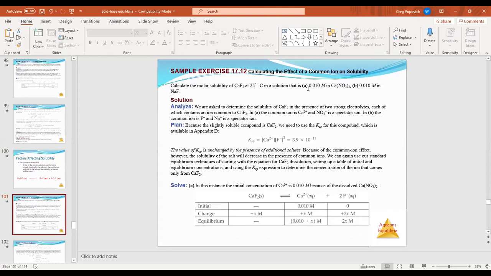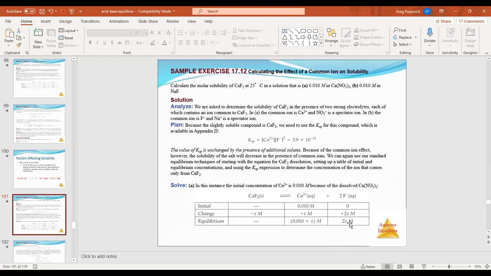I know what my starting concentration of calcium is because this number is so low, I'm probably not going to affect that final concentration. So my initial concentrations in my ICE diagram, I have no calcium fluoride. I have 0.10 molar calcium, no fluoride. What happens is the calcium fluoride that I make from adding calcium to it, I'm going to get plus X for calcium, plus 2X for fluorine. So my equilibrium concentration of calcium is 0.10 plus X. My fluoride concentration is 2X.